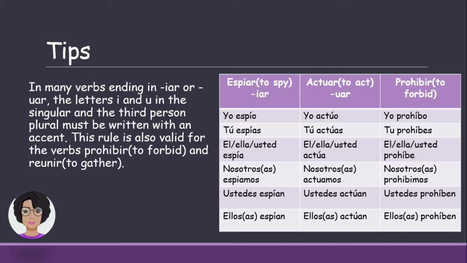Prohibir. Yo prohíbo. Tú prohíbes. Él, ella, usted prohíbe. Nosotros prohibimos. Ustedes prohíben. Ellos prohíben.